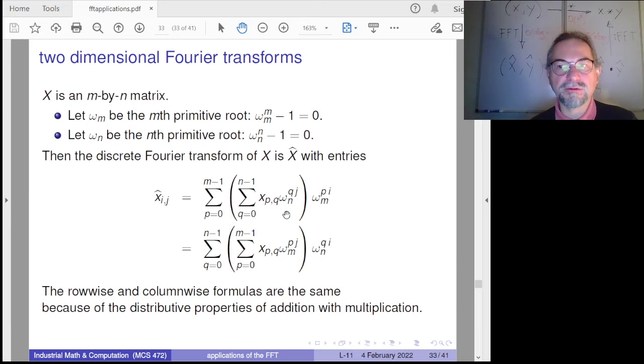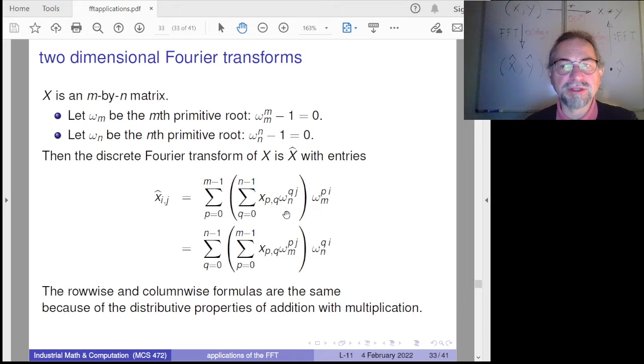So this is how you store your matrices, row-wise or column-wise. They are the same because of the distributive properties of the addition with the multiplication. So this, by the way, could have been a nice exercise. Verify the properties of the discrete Fourier transform.